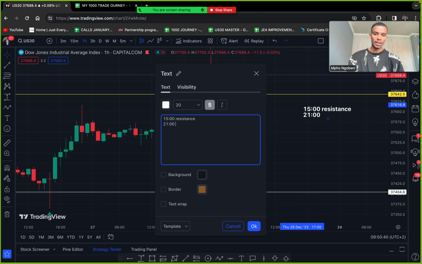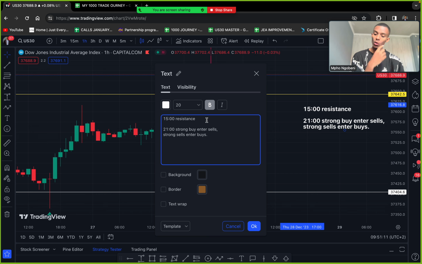If at 19 o'clock it's a strong buy, enter sells, and if it's a strong sell, enter buys. As easy as that. So that's what we're gonna be dealing with: the 15 o'clock entry and the 21 o'clock entry.